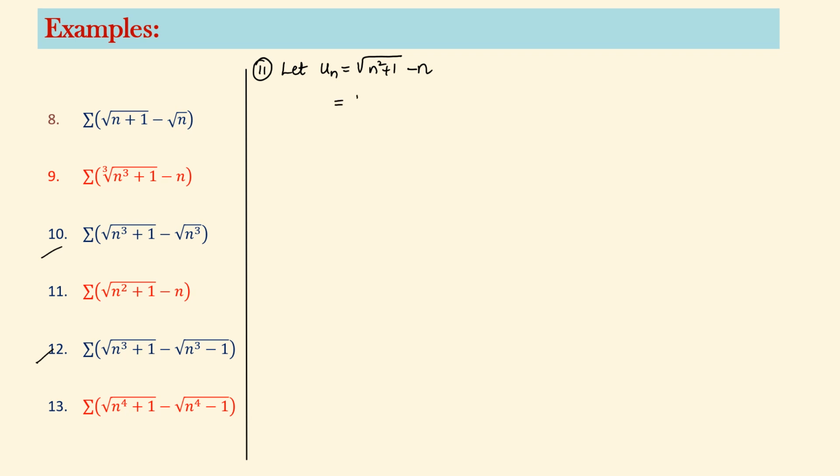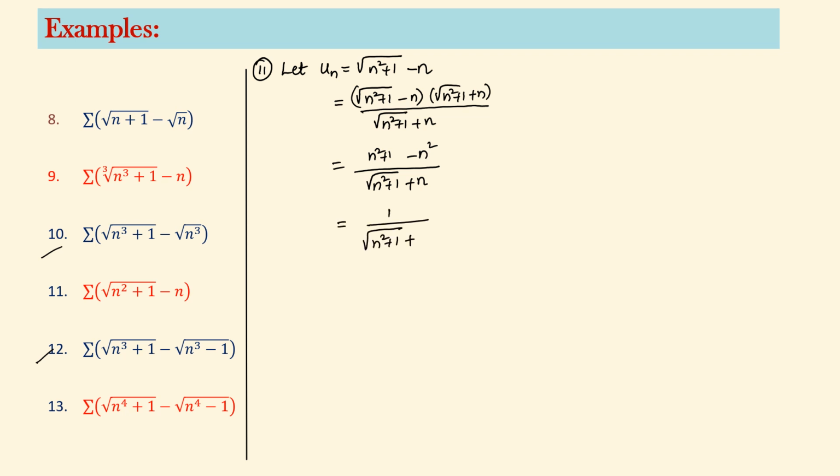So rationalizing this, we multiply with its conjugate, which is root n square plus 1 plus n, in both the numerator and denominator. So this will become root n square plus 1 whole square minus n square, by root n square plus 1 plus n. The root gets cancelled, so I'll write directly here only. Now n square gets cancelled, so this will become 1 by root n square plus 1 plus n. So there is no root involved in the numerator.